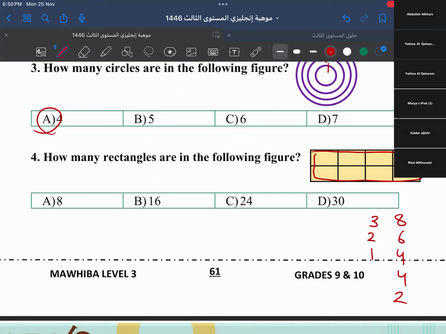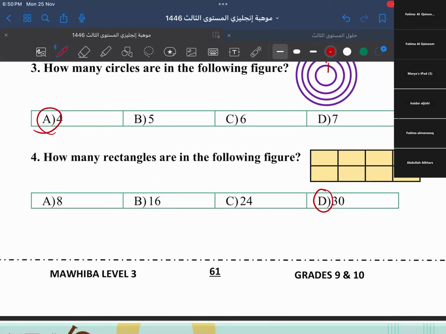What are we gonna have? It's going to be actually 30. Oh. Okay. So yeah, if you count them, you're gonna have 30. Excellent, Haidar. Good job. Okay. So this is how we counted them using the normal way. Now we're going to see the formula way.